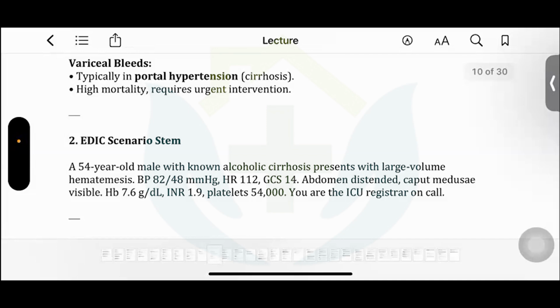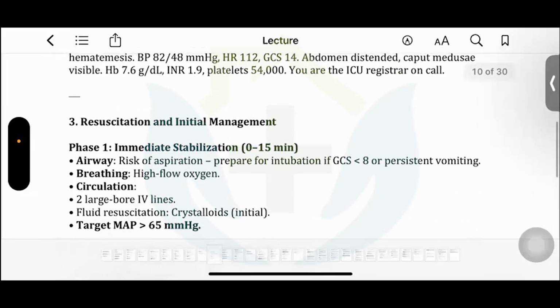All right. So you are the registrar on call. What is the initial step in managing? As in the EDIC exam, you will be provided with a case-based scenario, and you will be asked what is the next best step. The next best step for a patient coming with variceal bleed is basically resuscitation.